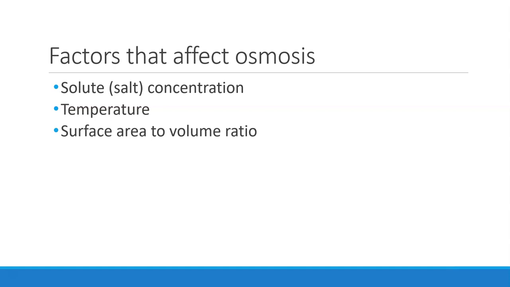We know, given the demonstration that I gave last week, that the amount of osmosis that can occur is affected by temperature. And we've also got surface area to volume ratio as well, which is basically how much surface is available in which water molecules can move in or out of a cell.